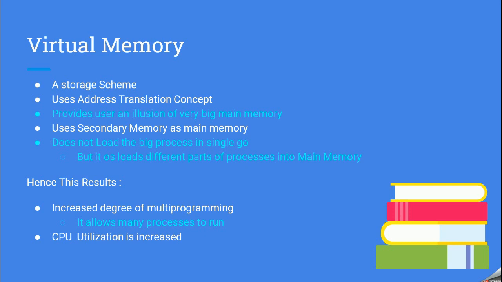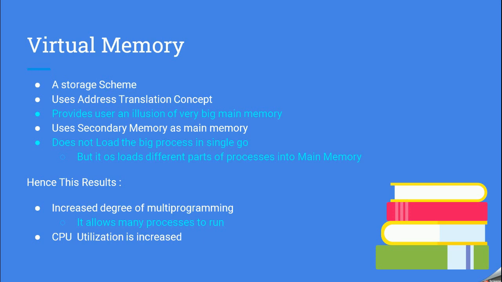It does not load the full, complete process in a single go. It just loads different parts of the process into the main memory, but the user thinks that all the parts of his process are in the main memory, while it is just swap in and swap out. So what is the benefit of it? The benefit is you don't have to purchase more RAM.